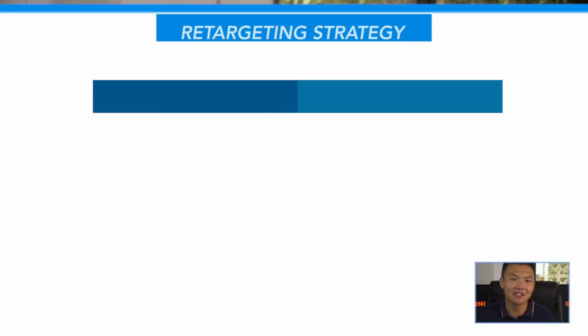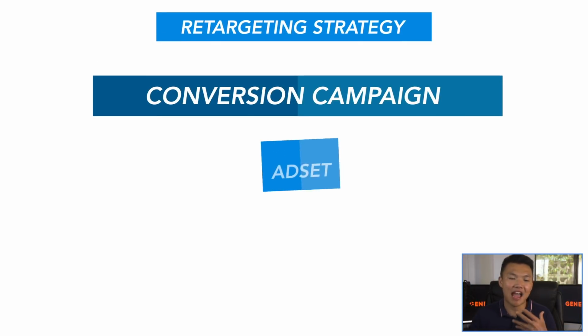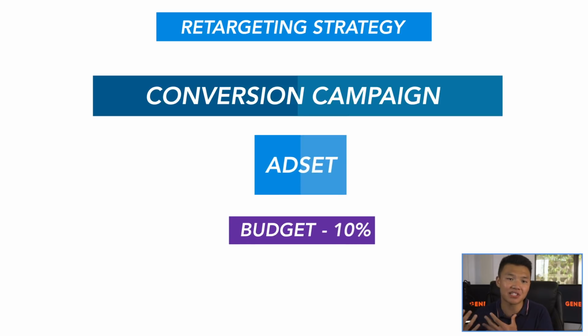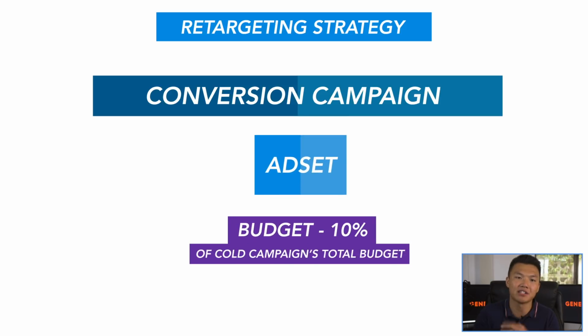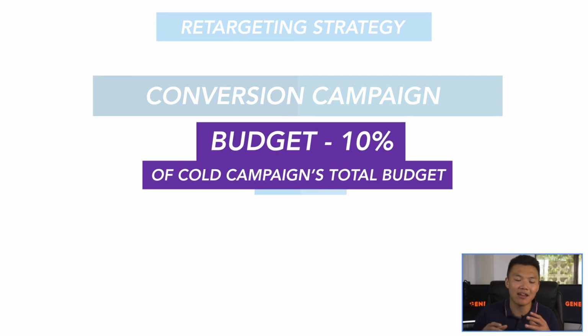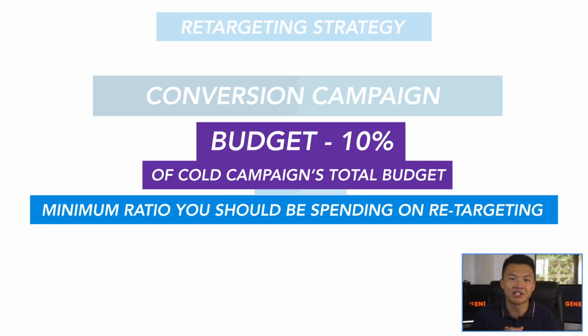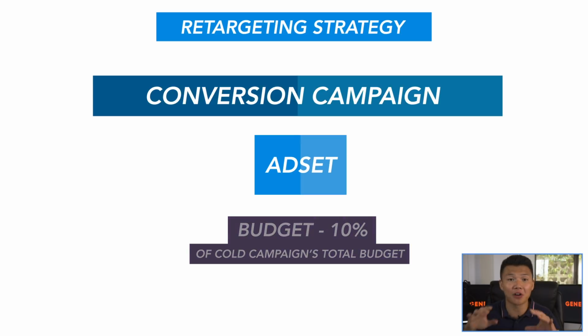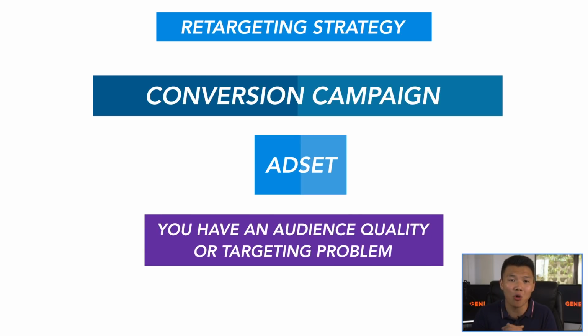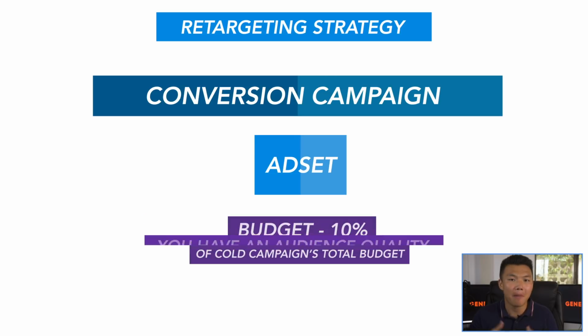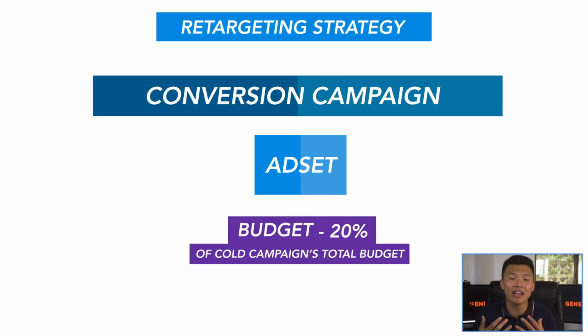Now, I have a lot of different retargeting strategies, but here's a simple way that works well. I like to make a new conversion campaign with an ad set that has a budget set to 10% of my cold campaign's total budget. This is a ratio I like to maintain whenever I increase or decrease my daily budgets, and this is the minimum ratio you should be spending on retargeting. If 10% of your cold budget doesn't work for retargeting, then you have an audience quality or even targeting problem. My retargeting budgets can go as high as 20 to 30% of the cold traffic budget.